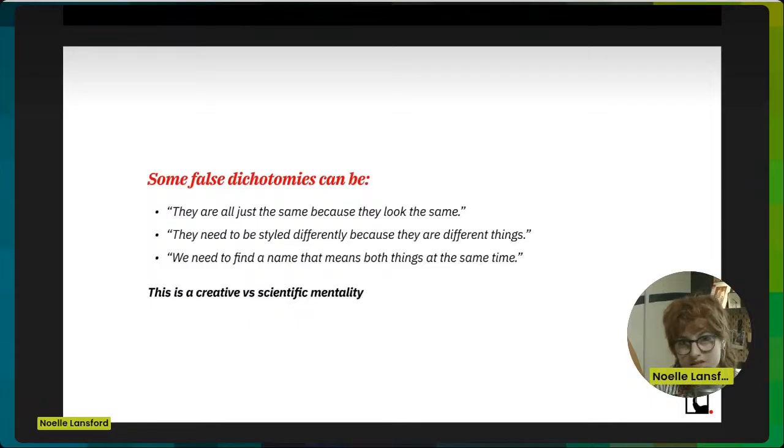We need a way to differentiate these things, right? Or you might have a compromise that could be a good thing, but in some cases it could be a more confusing thing. We need to find a name that means both things at the same time. Well, if they're two different things and you're calling two different things the same thing, that can get confusing too, right? So this is when we pit against each other. Some of these things scale into really confusing conversations.